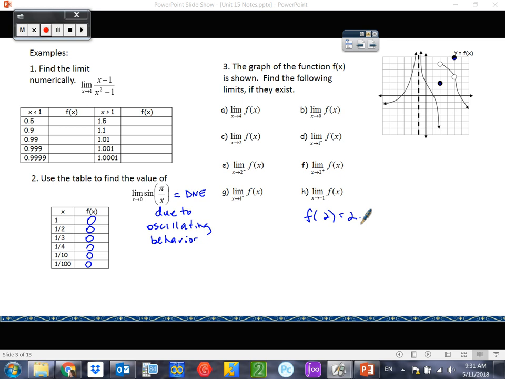Nothing to do with the limit. That is probably the biggest confusion students have on limits graphically: those little random points. If you just get through, they are never ever the answer to a limit. They're just function values. Then I think this will be easy. So let's just work through it.